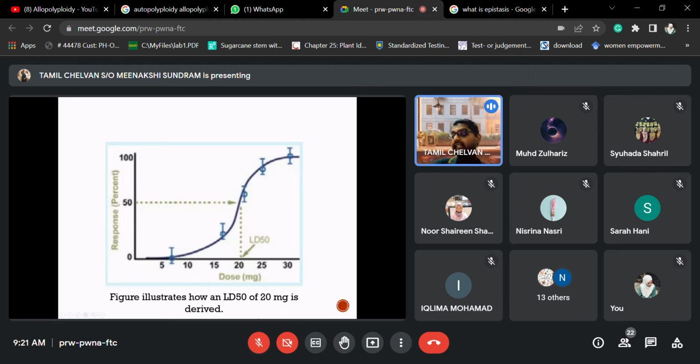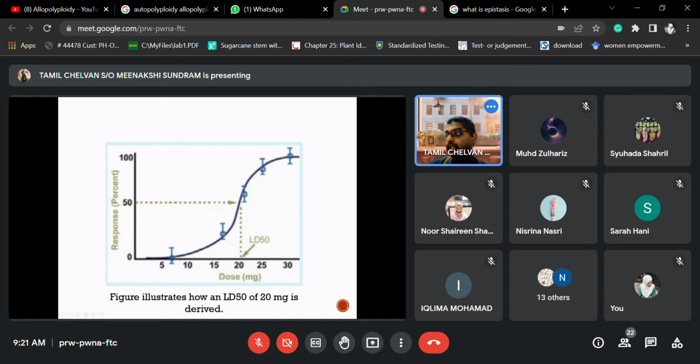This figure illustrates how an LD50 of 20 milligrams is derived. This is the dosage in milligrams. This is the response curve. When they do the response curve, they do it until here. It's like a flat phase. After this phase, even if you take the medicine, it won't go up. So they check what the 50% response is.